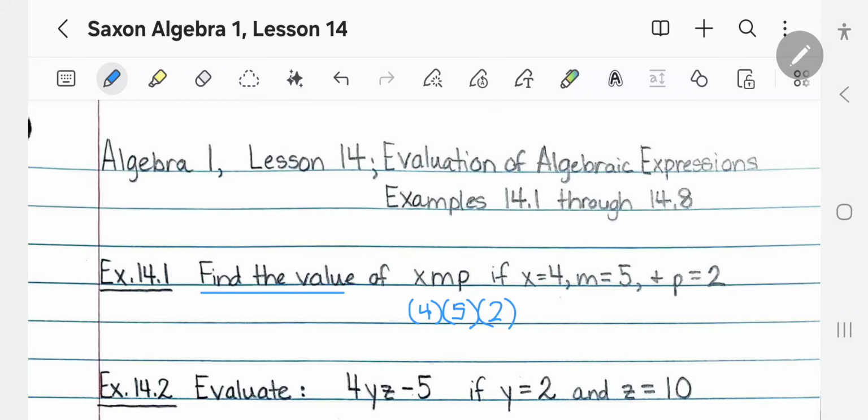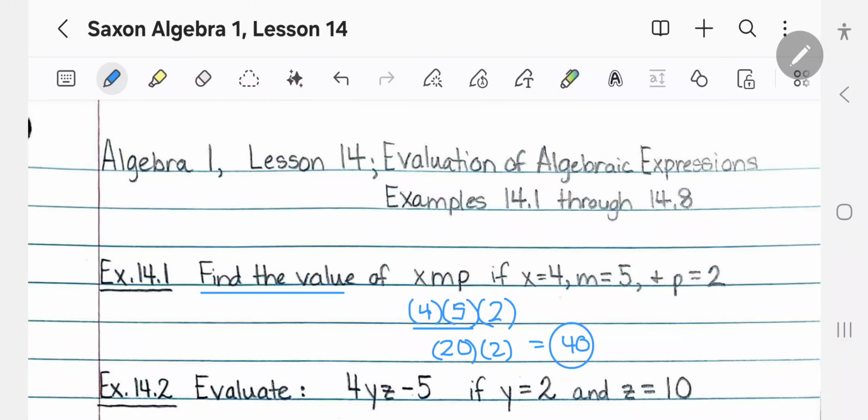So I will take those values, and I see that those need to be multiplied because the x is right next to the m, which is right next to the p. I could have also written this like this, but I tend to usually insert values for variables in parentheses. All right, I'm going to multiply. 4 times 5 is 20, and then we're going to do that 20 times 2, which would be 40. So the value of this expression would be 40 for these particular values of the variable.